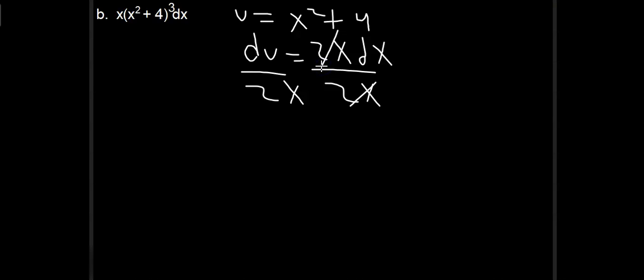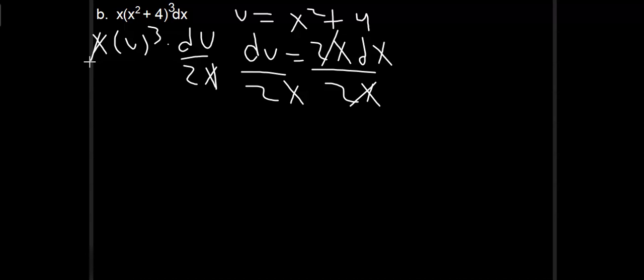Now I'm going to use u instead of x squared plus 4. So I have u to the 3 times my dx value, du over 2x. When you cancel these two x's, you're left with 2.